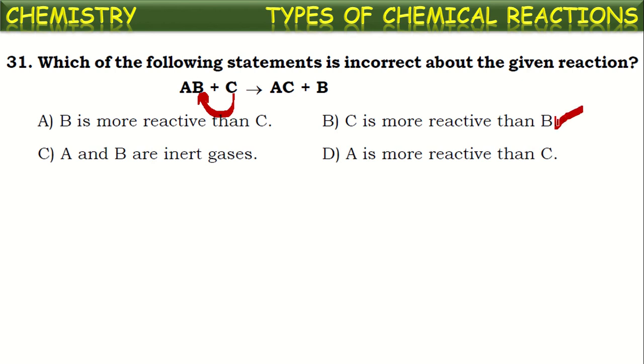It is a correct statement. What about this? B is more reactive. It is not correct. A is more reactive than C. It is also not correct. A and B are inert gases. It is also not correct. So they're asking about incorrect statements. So these three are incorrect statements. Only the correct statement given here is C is more reactive than B. That is why it is displacing B from its compound.